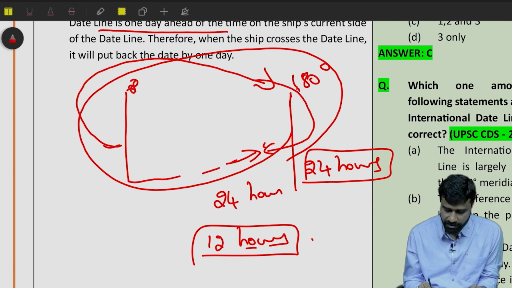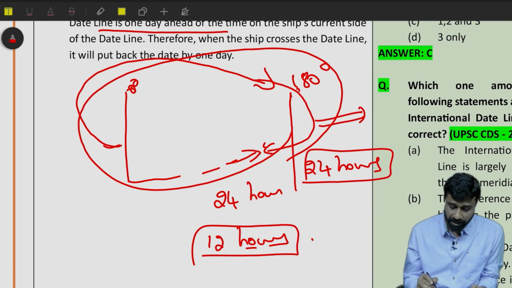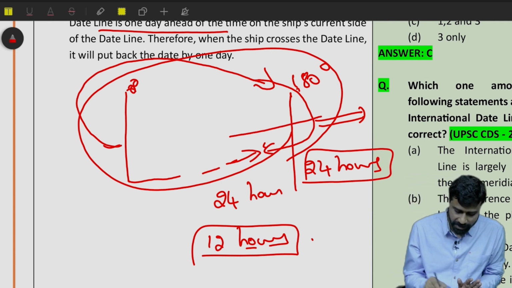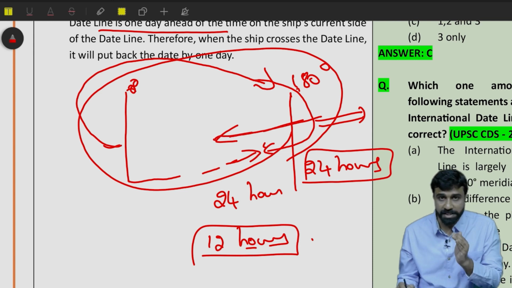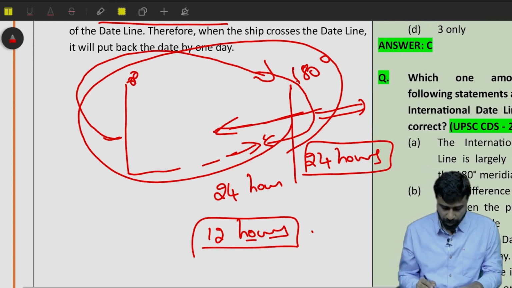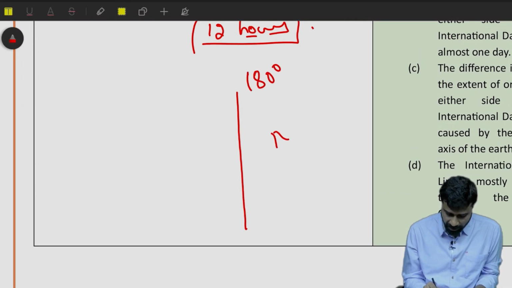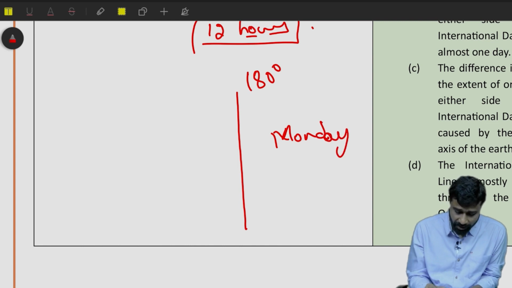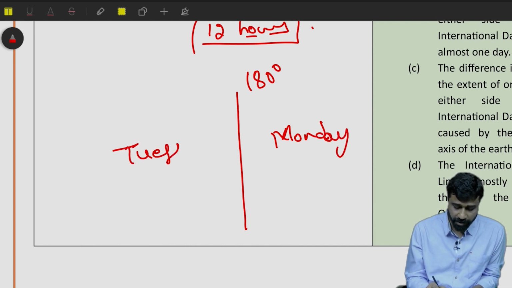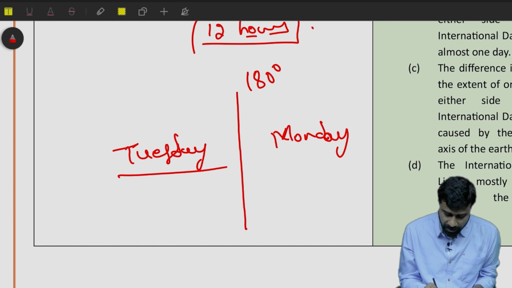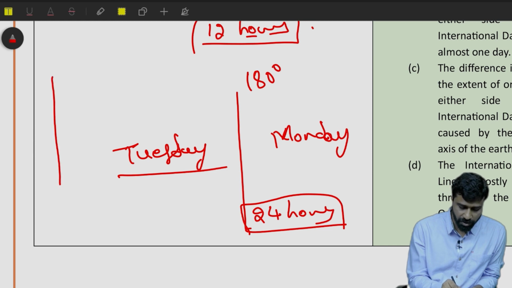Therefore, the 180 degrees on the other side should definitely be saving a day if it is crossed on this side. So for example, if this side of the 180 degrees longitude is having Monday, definitely it should be Tuesday on the other side. Simple. Because here there is a gap of 24 hours. Here is 0 degrees Greenwich, which is in between the Monday and Tuesday.